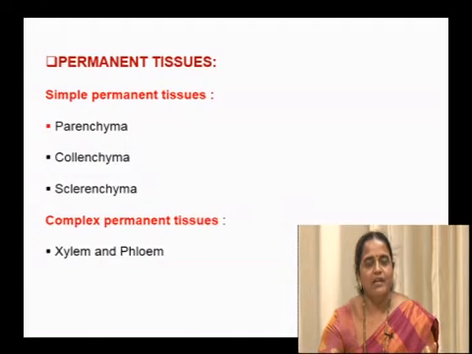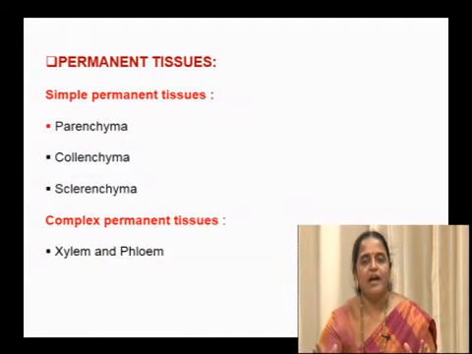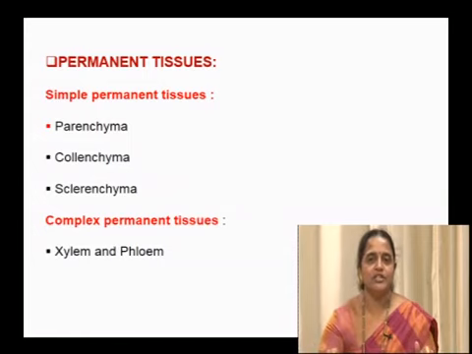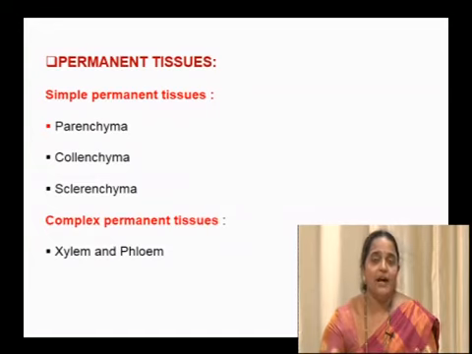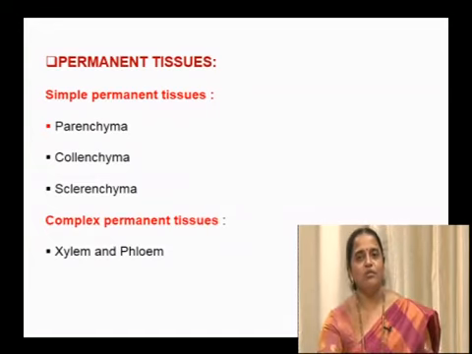The tissues having different types of cells, which work as a unit for conduction, are the complex tissues, which we call heterogeneous. They are xylem and phloem. Xylem is known for water conduction and phloem is known for translocation of the solutes.